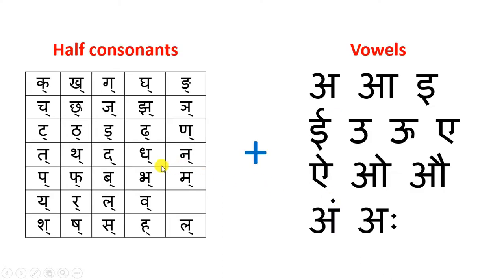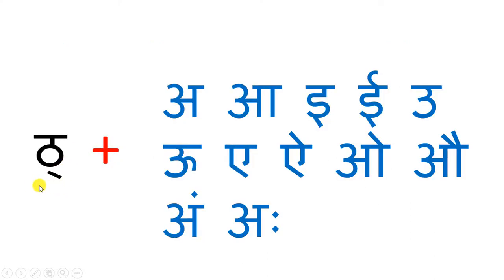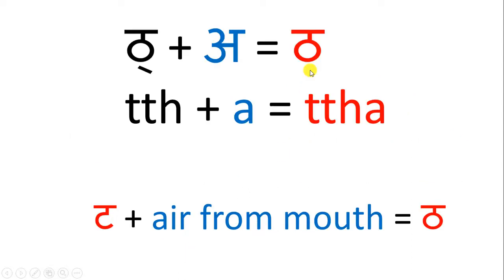And what we do is we join the half consonants to different vowels or all the vowels and see what sounds we get. We have to do this for all the half consonants, and we have done till here. And in this lesson we have to join this half consonant to all these vowels and see what sounds we get. Alright, so let us start with the first sound, which is Th.